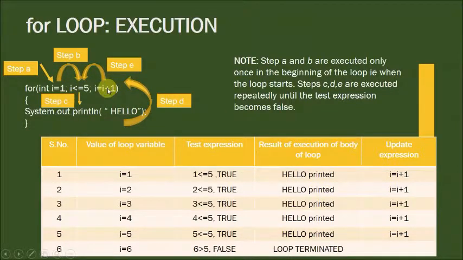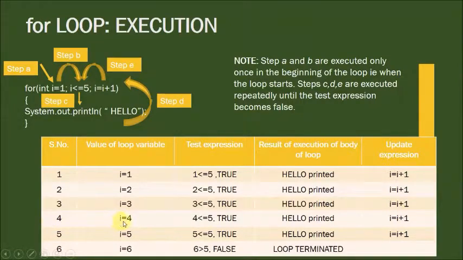And then we will jump to the update expression, that is I = I + 1. The value of I was 2, so it will now become 3. So in the third iteration, the value of I is 3. Now again we will go to the test expression. It will check whether 3 is less than or equal to 5. Yes, the test expression is true. So the body of the loop will be executed, that is, hello is printed. Then again we go to the update expression and I becomes I + 1. The value of I was 3, so now it will become 4.